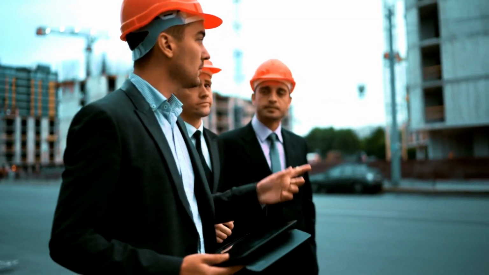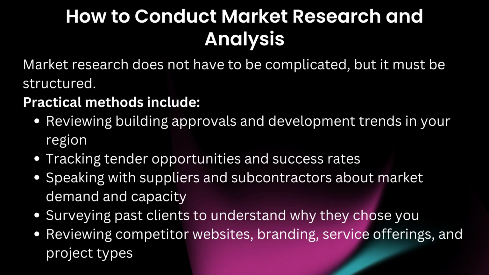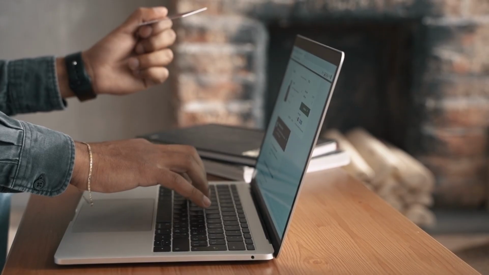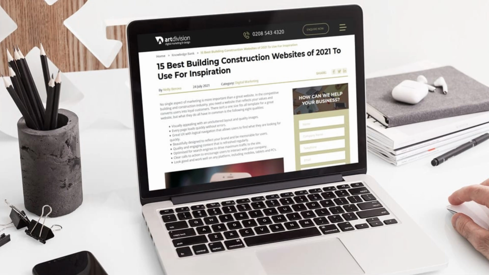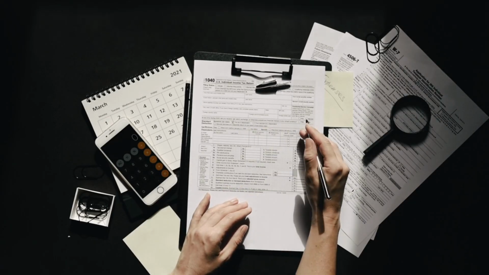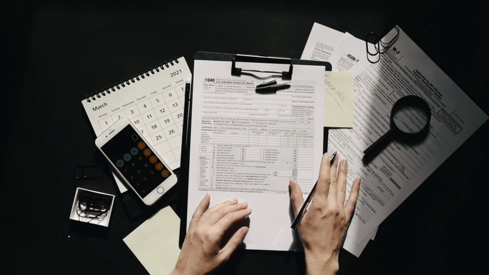How to conduct market research and analysis. Market research does not have to be complicated, but it must be structured. Practical methods include reviewing building approvals and development trends in your region, tracking tender opportunities and success rates, speaking with suppliers and subcontractors about market demand and capacity, surveying past clients to understand why they chose you, reviewing competitor websites, branding, service offerings, and project types, analyzing internal business data: profit margins, defect levels, project delays.